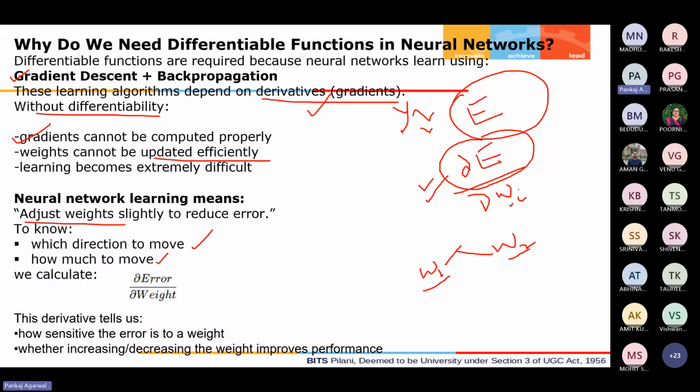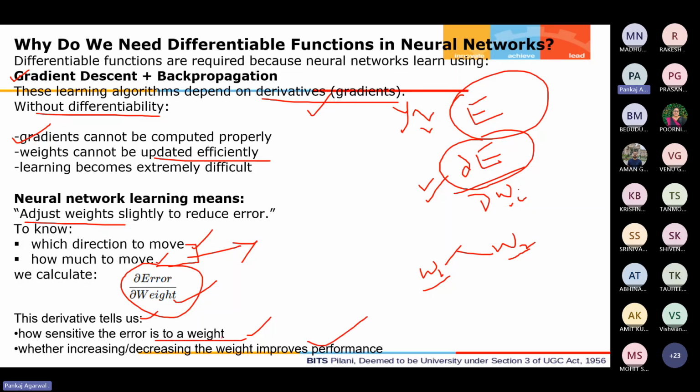Now, I would like to move in a direction, and by an amount, so that my error becomes minimum. These two aspects are decided by something called gradient descent, which relies on a derivable function, right? So we calculate the del of error with respect to the weight. This derivative tells you how sensitive the error is to the weight, and whether increasing or decreasing the weight would improve the performance.